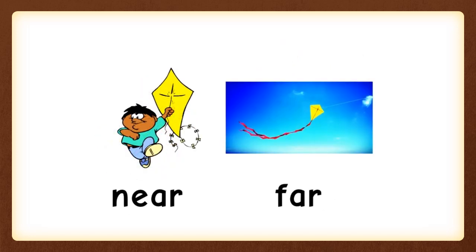Here in this picture you can see the kite is in the hands of the boy, which is near. So the kite in the boy's hand is near to us, whereas the kite in the second image is up in the sky. So it is far from us.